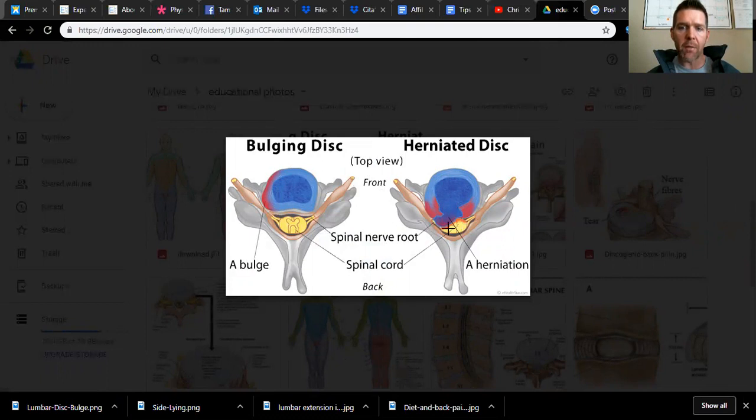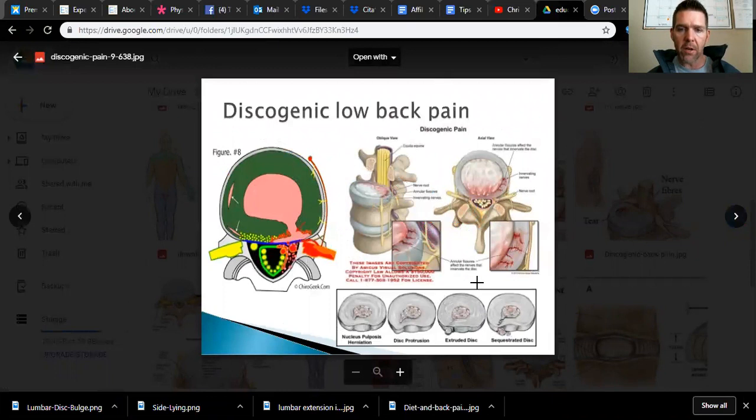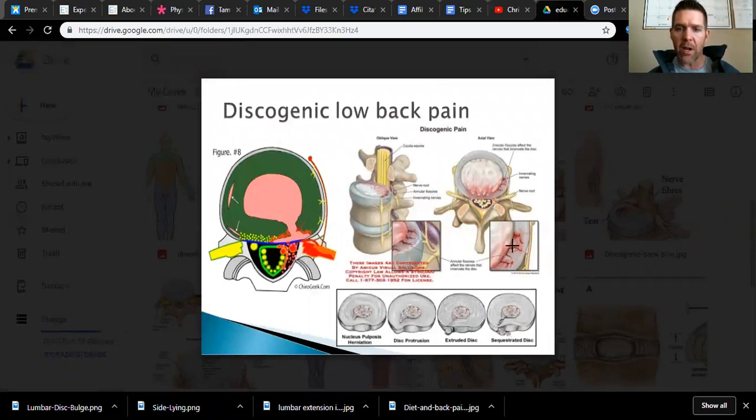This would be bilateral. You'd have symptoms on both sides. That would be clearly much worse. Okay, here's a good picture of some of that fraying and tearing of the annular wall, what happens with either repeated micro traumas or possibly a one-time accident or injury. Here's another one of the progression of how these things move.